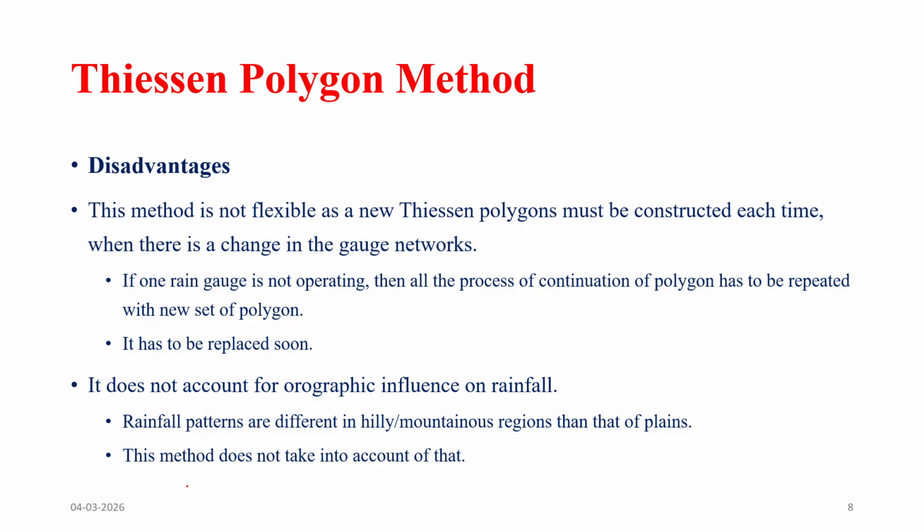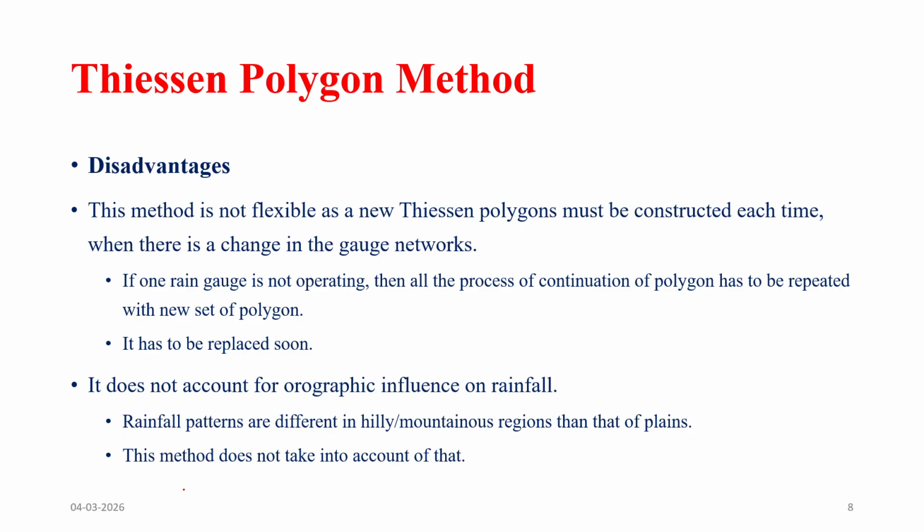There are some disadvantages of this method. Whenever we add, remove, or move a gauge, we have to redraw all the polygons. Even if just one gauge stops working, suppose one rain gauge stopped working due to some malfunction, then the whole process repeats with a new set of polygons.